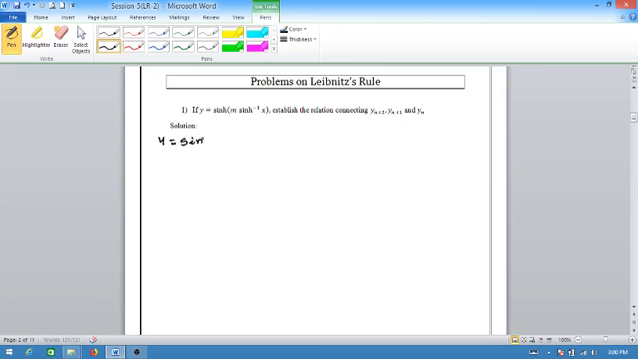Consider the given function as y is equal to sin hyperbolic m into sin hyperbolic inverse x. Differentiating with respect to x, y1 is equal to cos hyperbolic m into sin hyperbolic inverse x, into m as constant. The differentiation of sin hyperbolic inverse x is 1 divided by root of 1 plus x square.